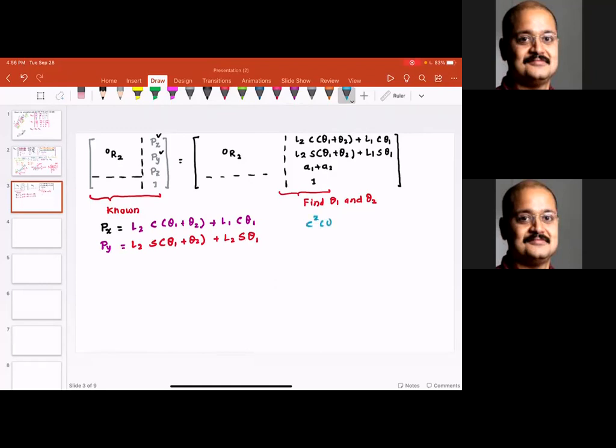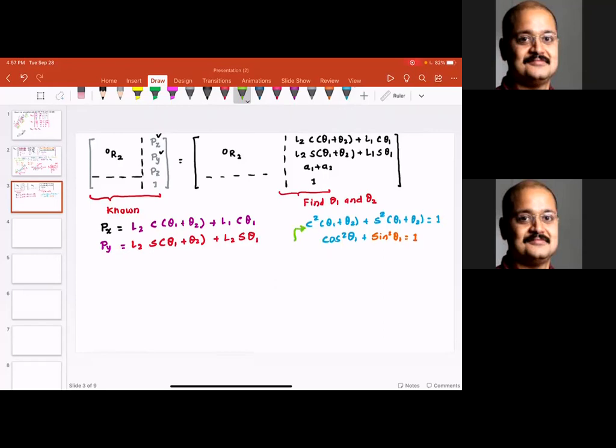Cosine square (theta 1 plus theta 2) plus sine square (theta 1 plus theta 2) is equal to 1. Or, I'll just write this, cosine square theta 1 plus sine square theta 1 is equal to 1. Always remember this. Whenever you have a problem like this, we want to eliminate the composite angles.